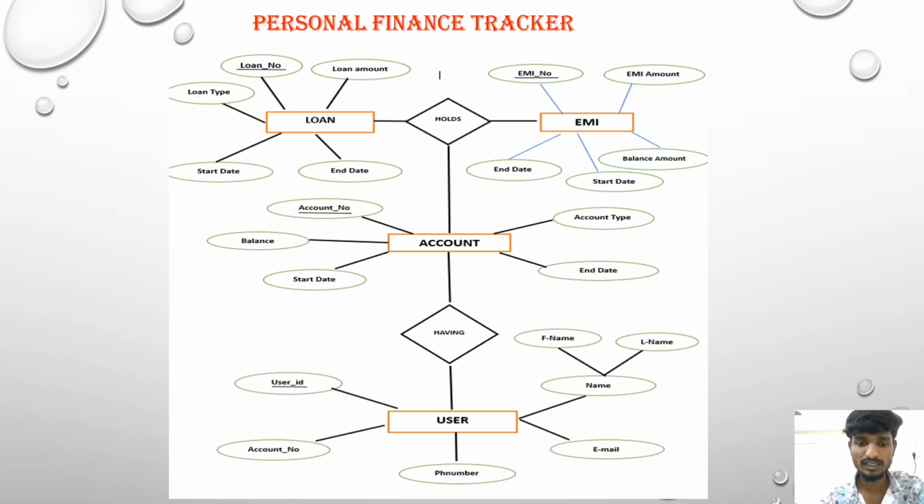For this user entity, again there are five attributes, that is user ID, account number, phone number, email, name. Name having first name and last name. User having account. Account holds both loan and EMI.